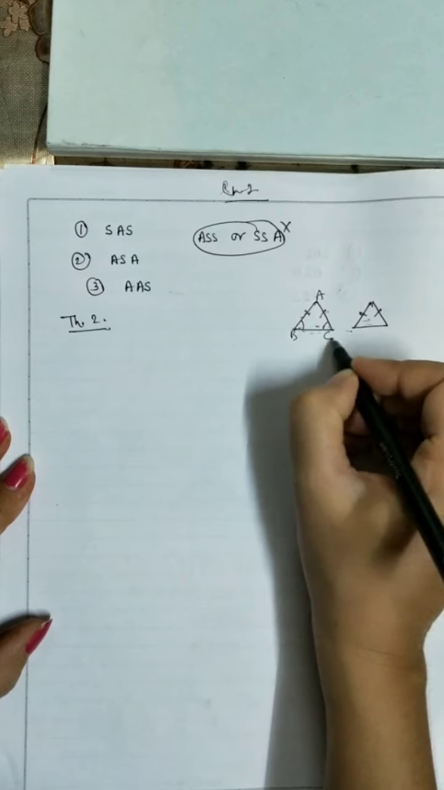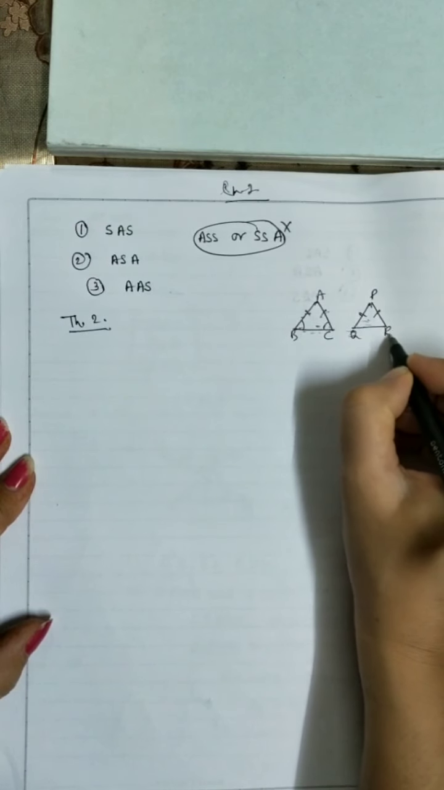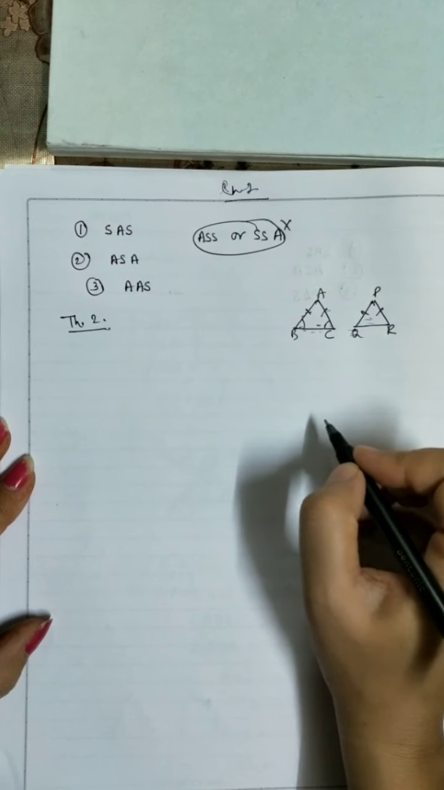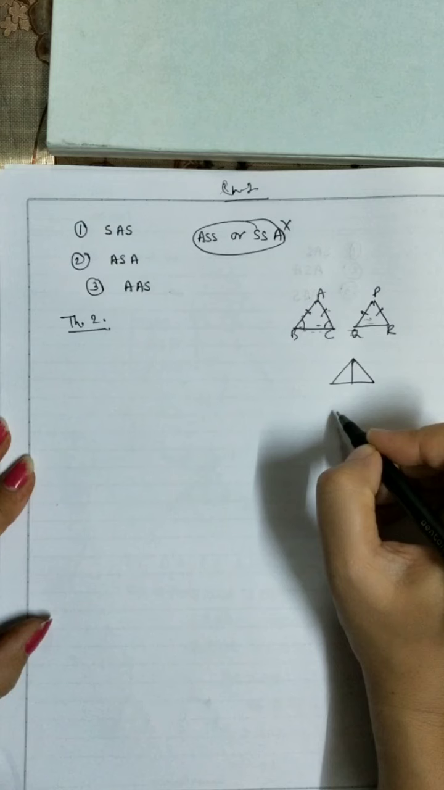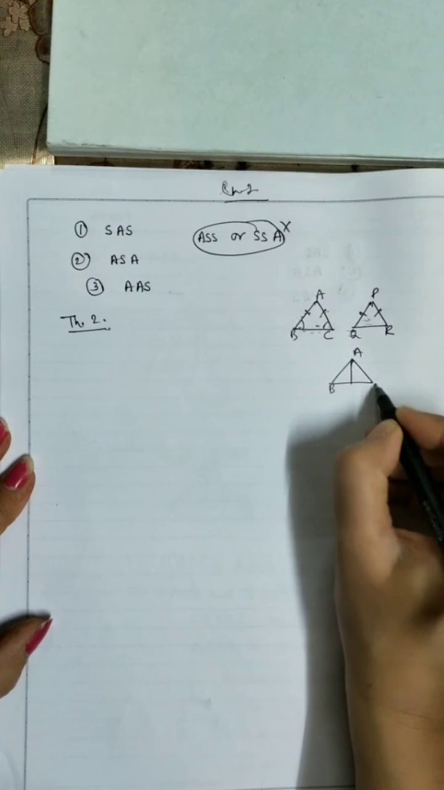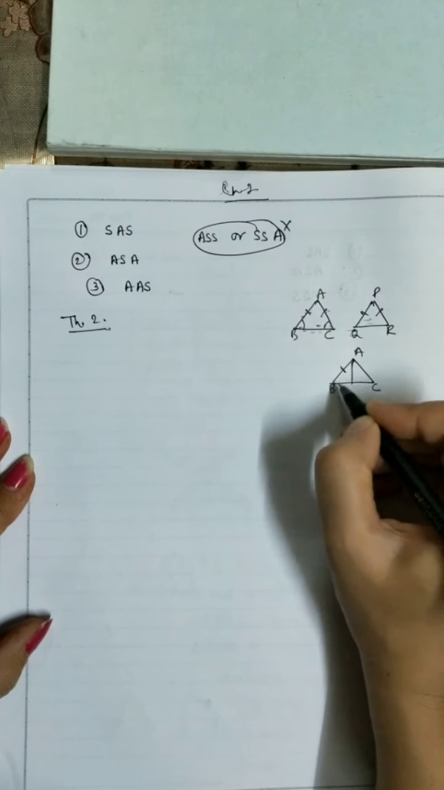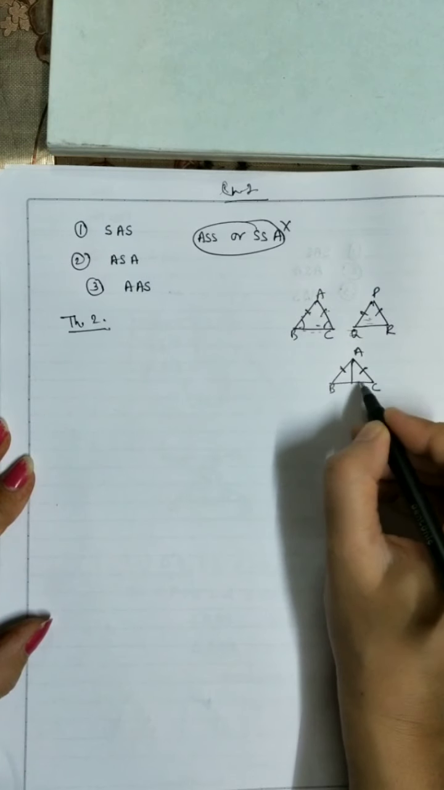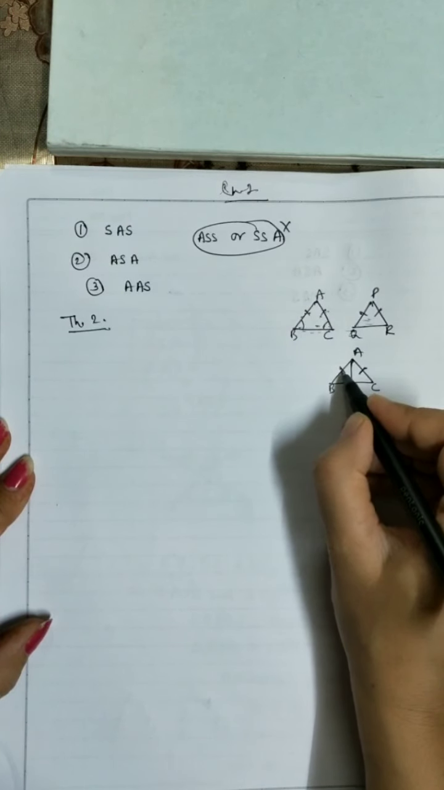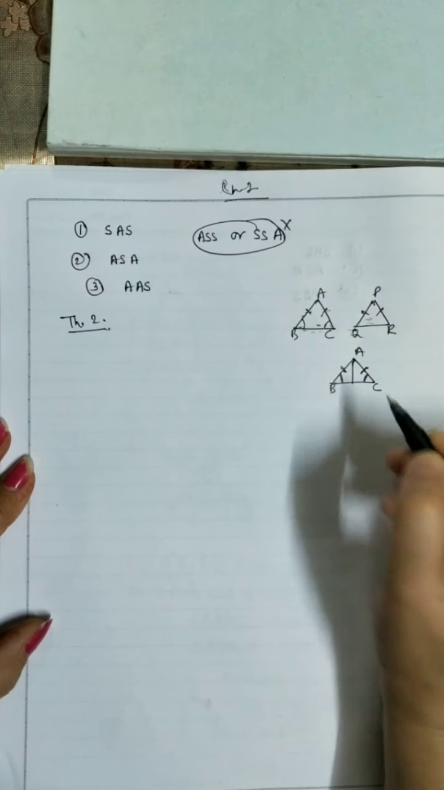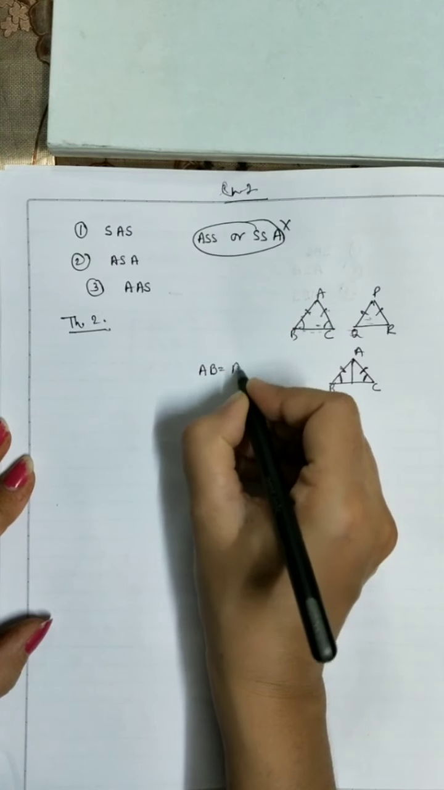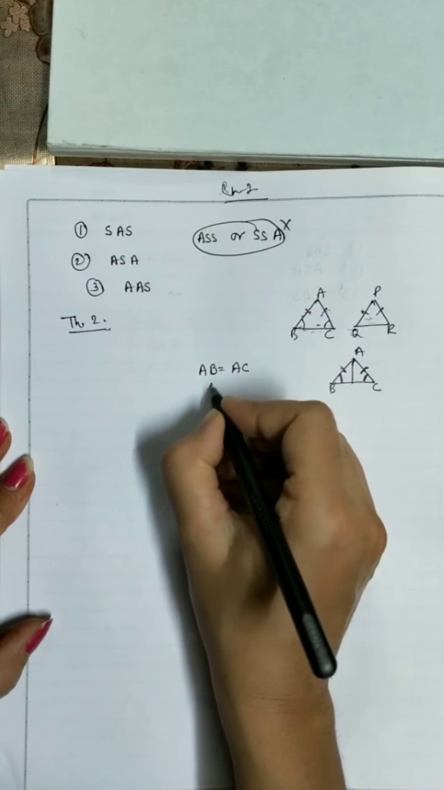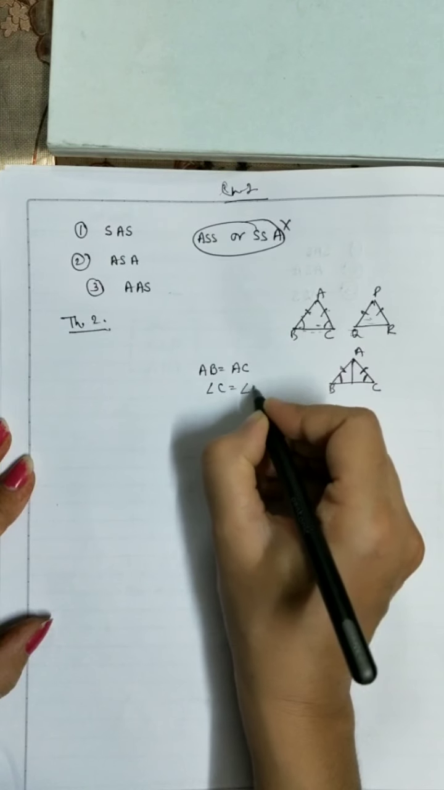Suppose this is your triangle ABC, and this is your PQR, separately made. If they are congruent triangles, and this side is equal to another side, then the angles opposite to them will also be equal. In short, you can understand it like this: if AB is equal to AC, then angle C is equal to angle B.